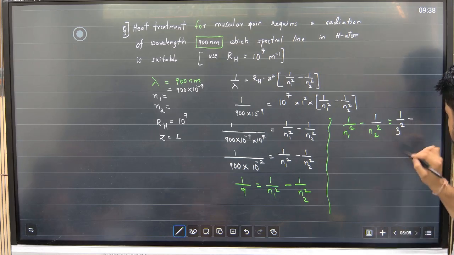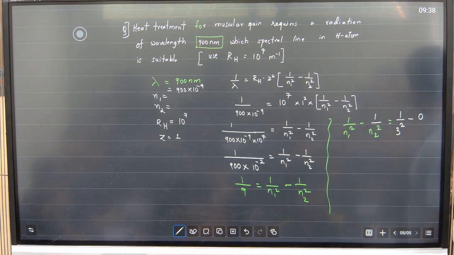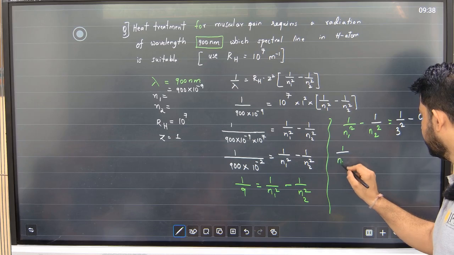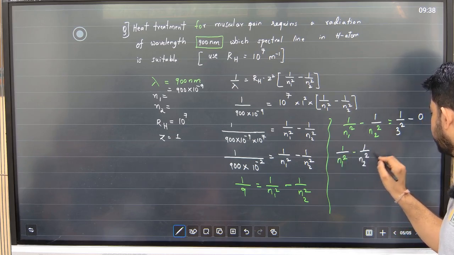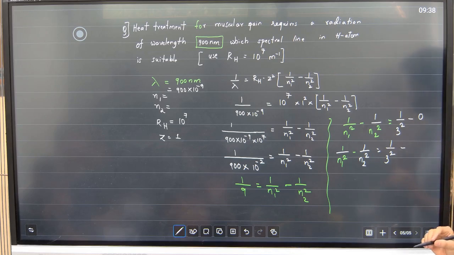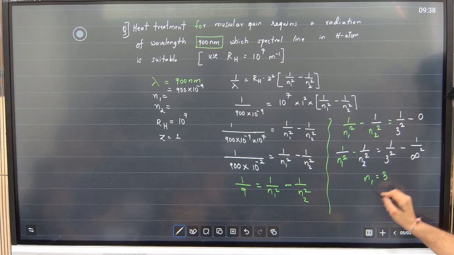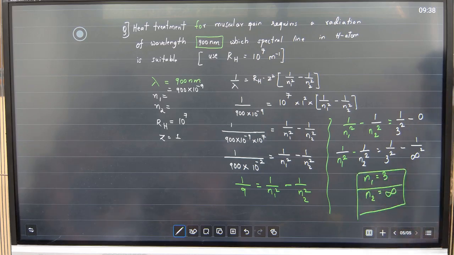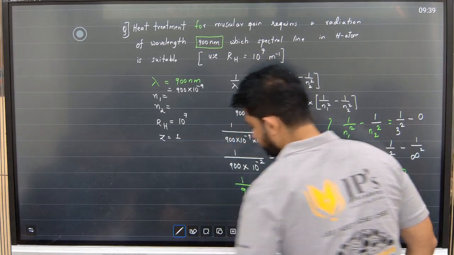Minus, can I say this is 0? Or 1/n1 square minus 1/n2 square equals 1/3 square minus, I can write 0 as, excellent, 1/infinity. Did you get that? So what is n1 from here? 3. And what is n2 from here? Infinity. Which series are we talking about? Paschen series. Did you get that? Okay, quickly copy this for me, then we'll do some more sums.